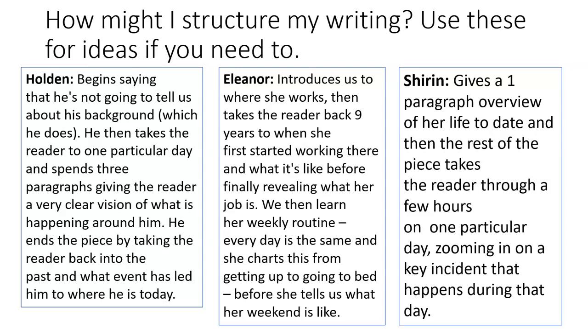Eleanor introduces us to where she works, then takes the reader back 9 years to when she first started working there and what it's like before finally revealing what her job is. We then learn her weekly routine. Every day is the same, and she charts this from getting up to going to bed before she tells us what her weekend is like. And Sharon gives us a 1-paragraph overview of her life to date, and then the rest of the piece takes the reader through a few hours on one particular day, zooming in on a key incident that happens during that day. So you could use any one of those 3, or a mixture of those 3.